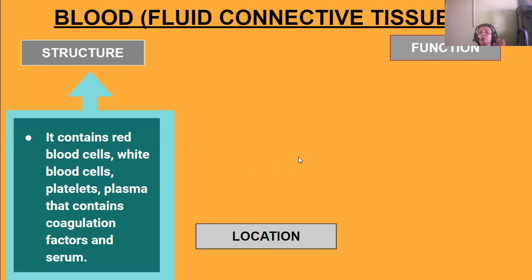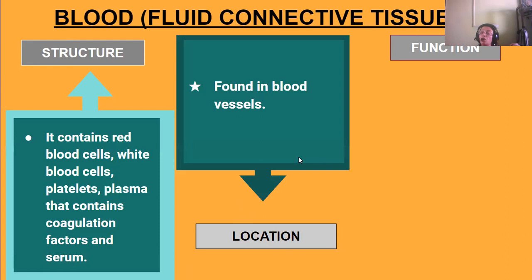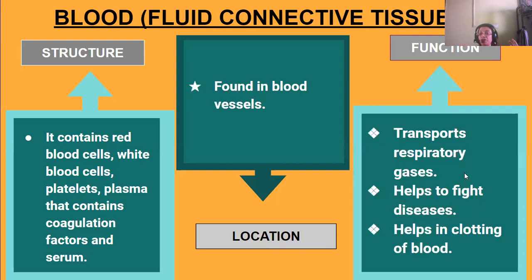Now, where is the blood located? We know that the blood is located in the blood vessels. We are familiar with the terms arteries and veins. These are the blood vessels where the blood is present, even in our heart. The heart is the main center where the blood is purified. But the main flow of blood, or the presence of blood, is in the blood vessels. Now, what is the function of blood? Main function: as the blood is a fluid connective tissue, that means it flows.